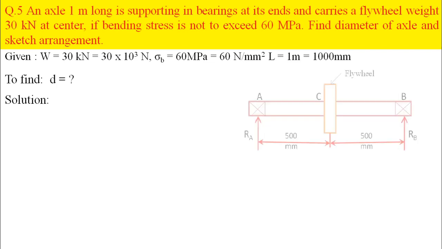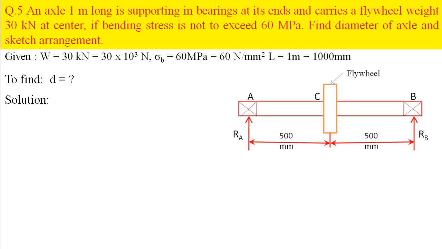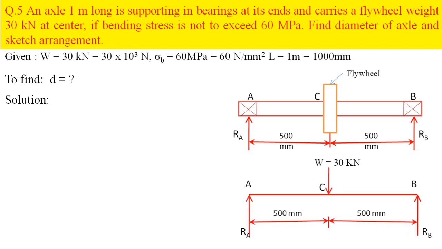This is the arrangement for the problem. In that, axle is supported between two bearings A and B, and flywheel is attached to it at its center point. From that arrangement, we can draw the load diagram. RA and RB are the reaction at point A and reaction at point B respectively, and load of flywheel 30 kN is at center, denoted by point C.